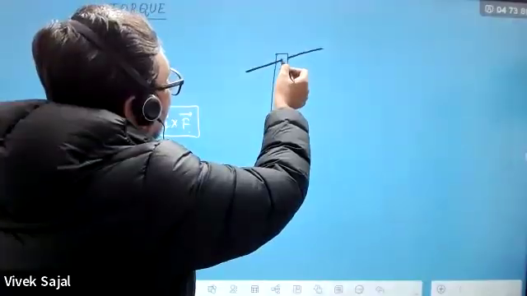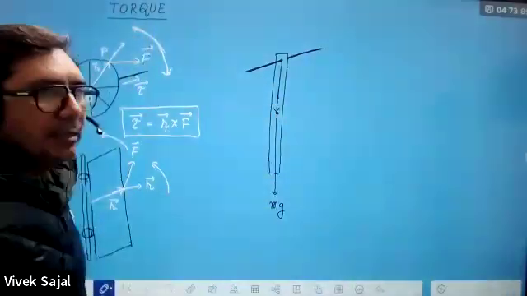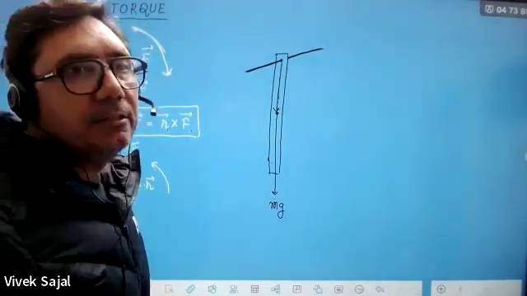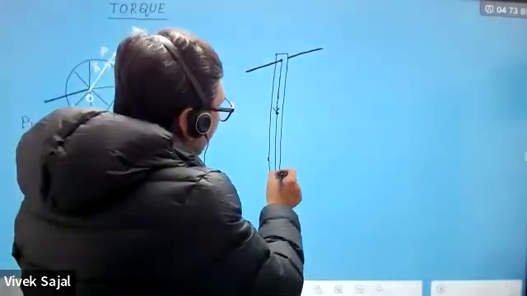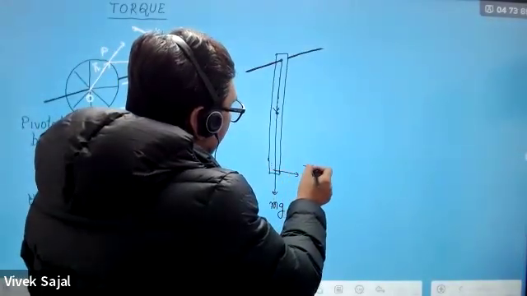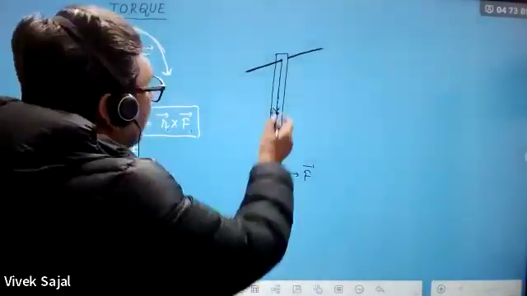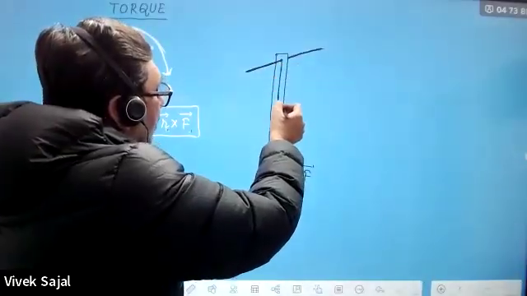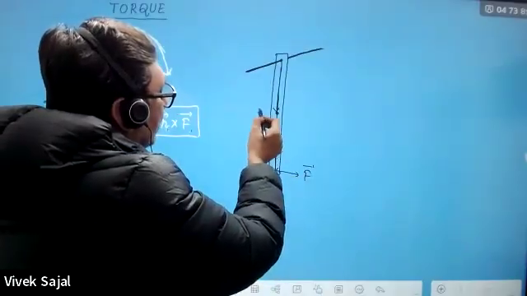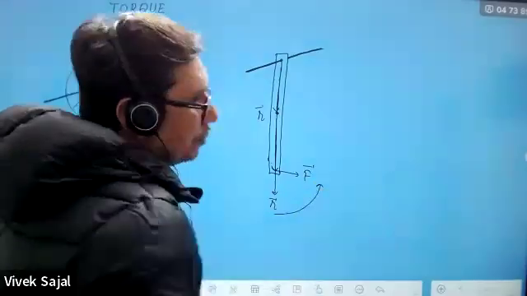So what will be the R vector for the weight? It will be here, this will be R. So R and mg are in the same direction. So the cross product of R and F will be 0, sine 0 will be there. So here, if you apply a force over it in this direction or something like this, then this will be the R vector in this case. If you are applying a force like this, then this will be the direction of the R vector. So in this way, it is going to rotate.